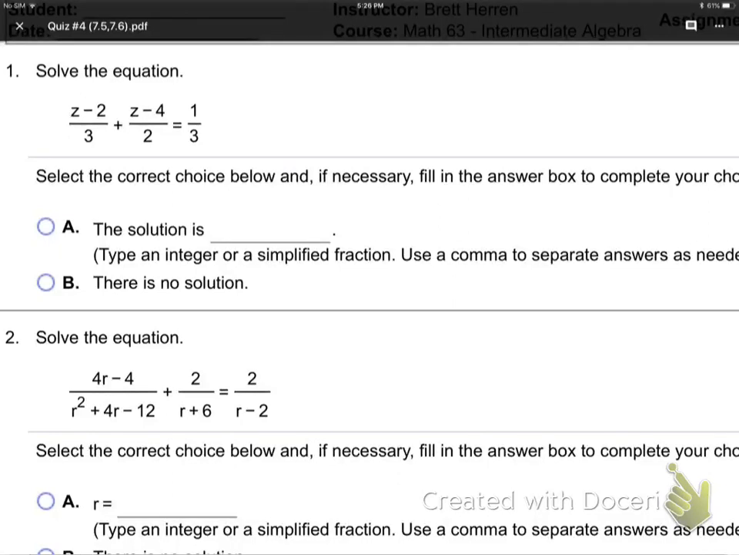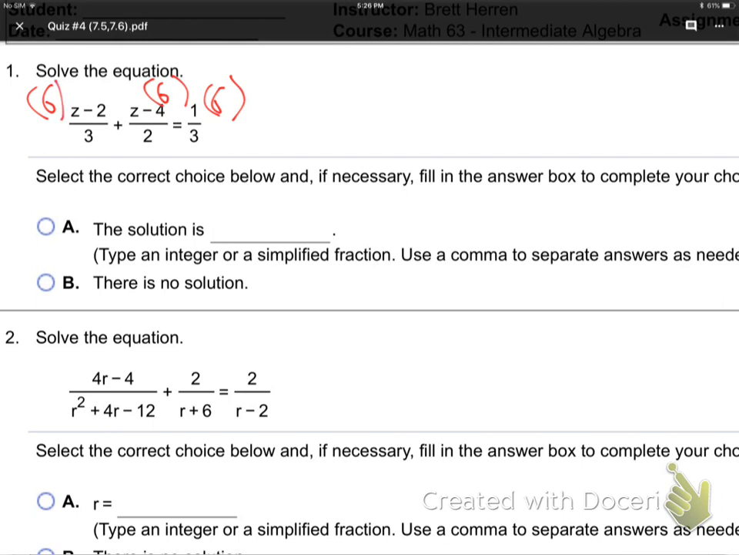Okay, so here we go on quiz number 4. The first problem, we see we have fractions, and so we got to multiply through by the common denominator. So what's the common denominator? Well, you got to multiply those two denominators together. 3 times 2 is 6. So 6 is the common denominator that we'll multiply all three fractions by.